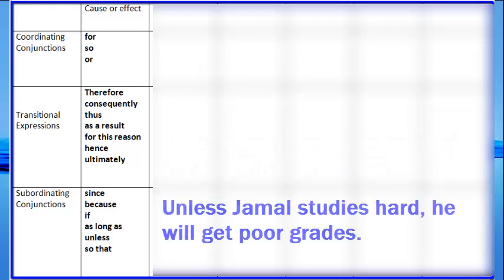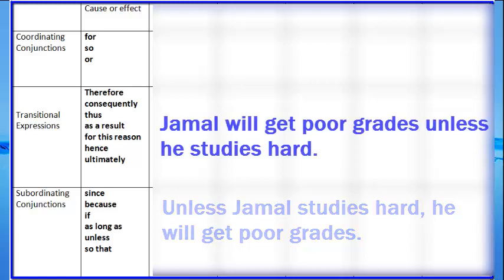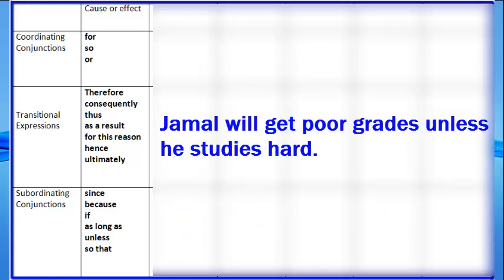You can use the subordinating conjunction unless to create a sentence with a slightly different meaning. Unless Jamal studies hard, he will get poor grades. Or, Jamal will get poor grades unless he studies hard.